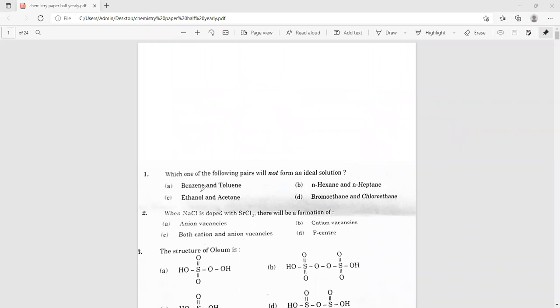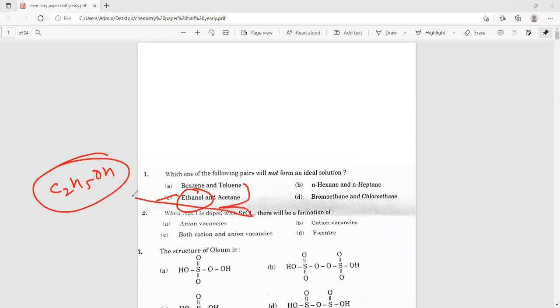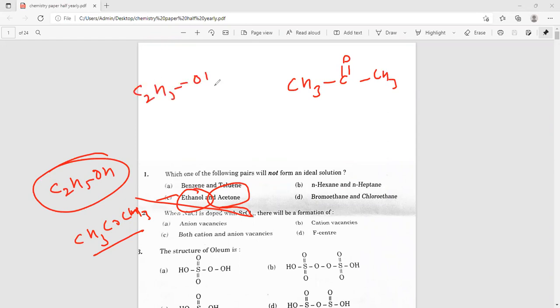Third one is ethanol. Ethanol means C2H5OH. And second is acetone. Acetone means CH3COCH3. Acetone is polar in nature, while alcohol is also polar in nature, but the polarity or functional group is different. That is why the force of attraction between both is different.